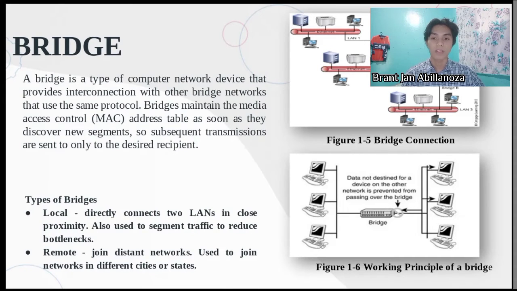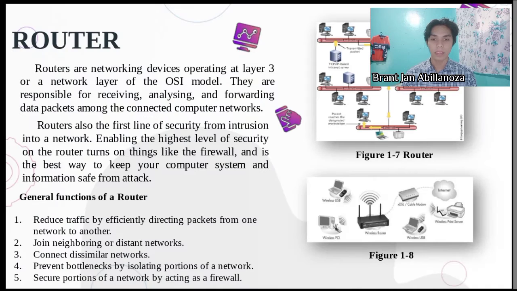Now, let's move on to routers. Routers are networking devices operating at layer 3 or the network layer of the OSI model. They are responsible for receiving, analyzing, and forwarding data packets among the connected computer networks. When a data packet arrives, the router inspects the destination address, consults its routing table to decide the most favorable route, and then transfers the packets along this route.